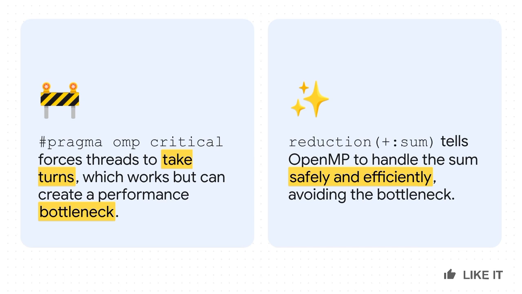A much, much better way is to use the reduction clause. You just tell OpenMP, hey, I'm doing a sum on this variable. Then OpenMP handles all the complicated synchronization stuff for you, super efficiently behind the scenes. It's smart enough to give each thread its own private copy to work on and then combines all the results at the very end.